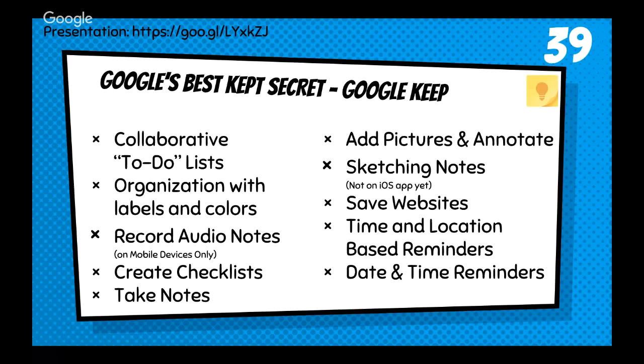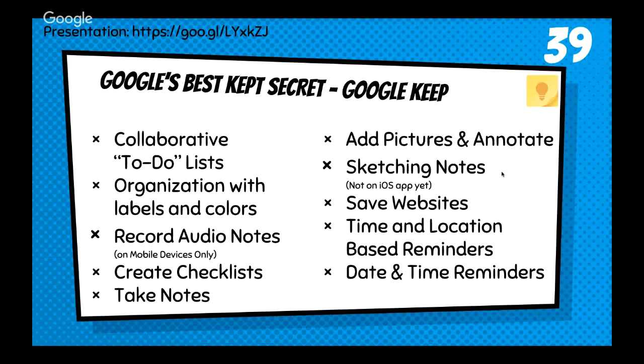So this is a great one. If you're at a conference, you can take a bunch of pictures of the slides that people are presenting and add them right into Google Keep. I use it a lot of times to save websites. There is an extension called the Google Keep extension. If you're on a page that you want to save, you just click that Google Keep extension, and it'll put the URL and a preview of the website right into your Google Keep. It also has time and location-based reminders.